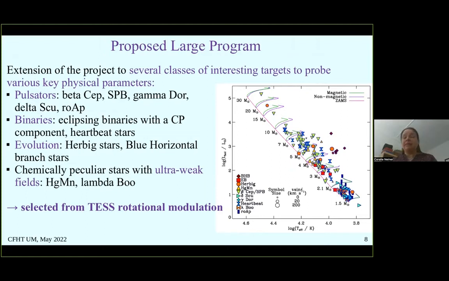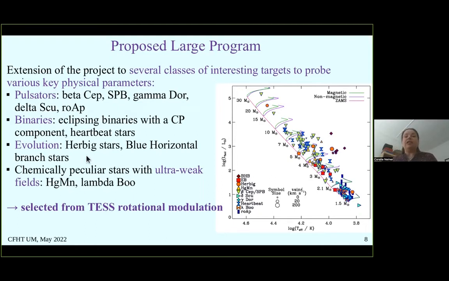So these are beta Cephei stars, slowly pulsating B stars, delta Scuti stars, gamma Doradus stars, rapidly oscillating Ap stars. We look at binaries, in particular eclipsing binaries that have a chemically peculiar component, but also heartbeat stars. These are very eccentric binary systems that have pulsations that are tidally excited.